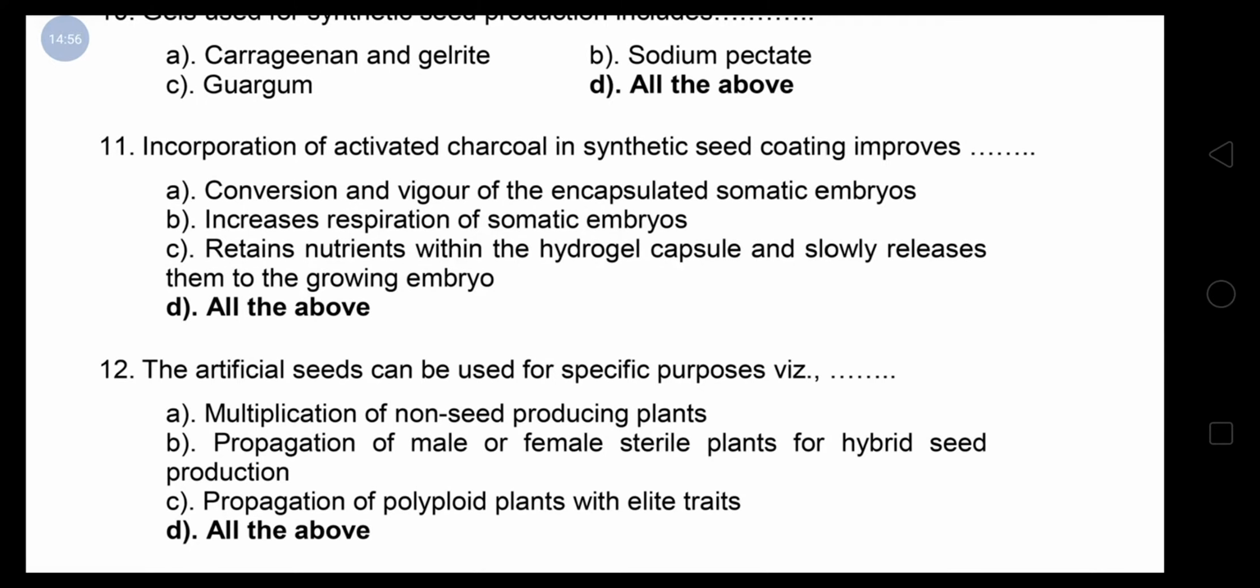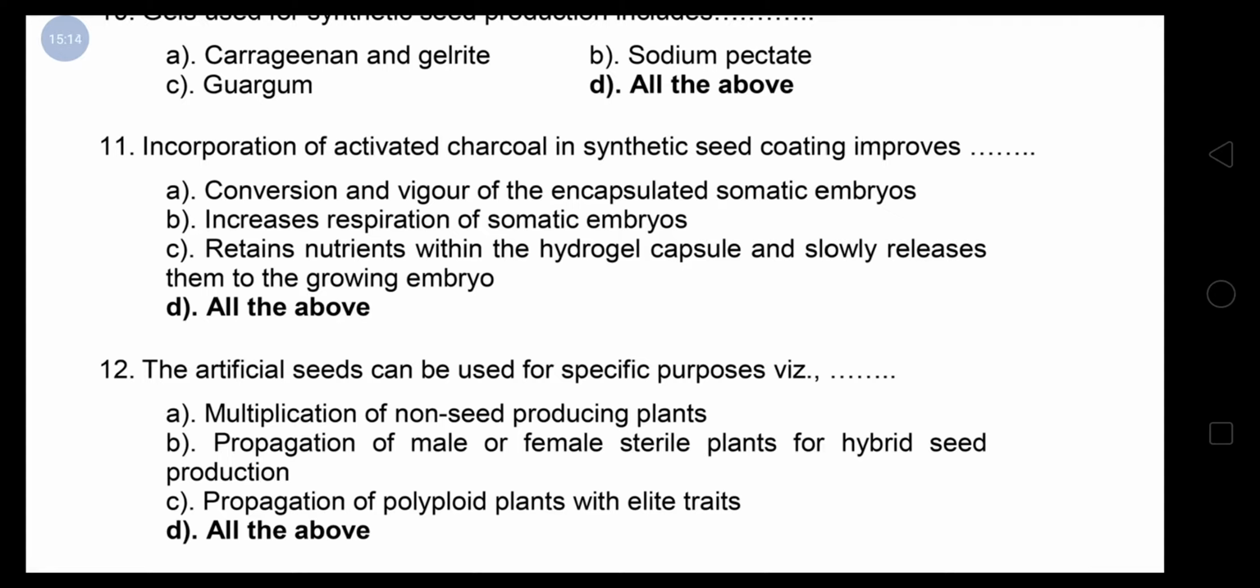Incorporation of activated charcoal leads to conversion and vigor of the encapsulated somatic embryo, increasing respiration, then retaining nutrients within the hydrogel capsule and slowly releasing them to the growing embryo.